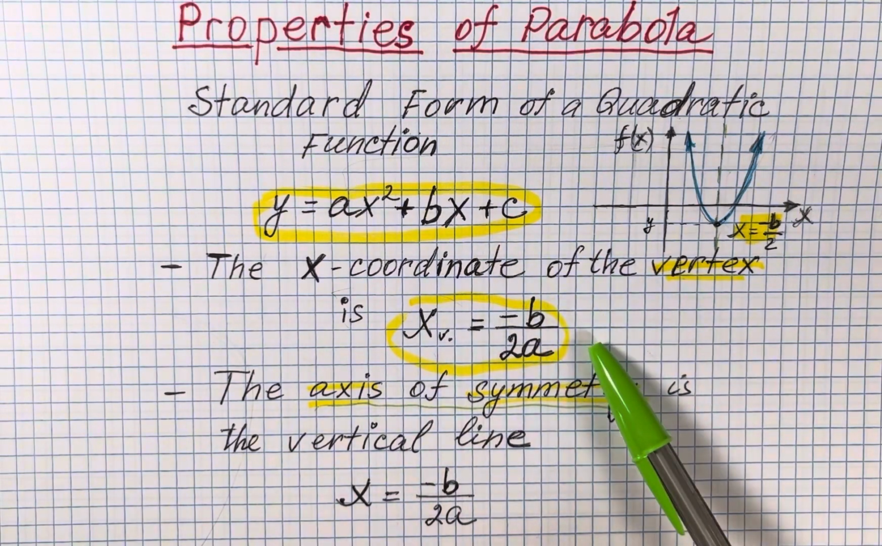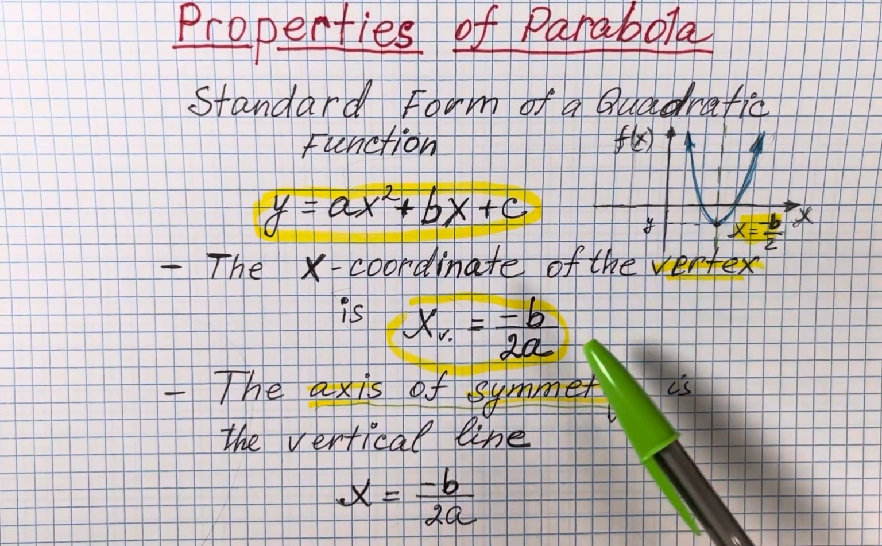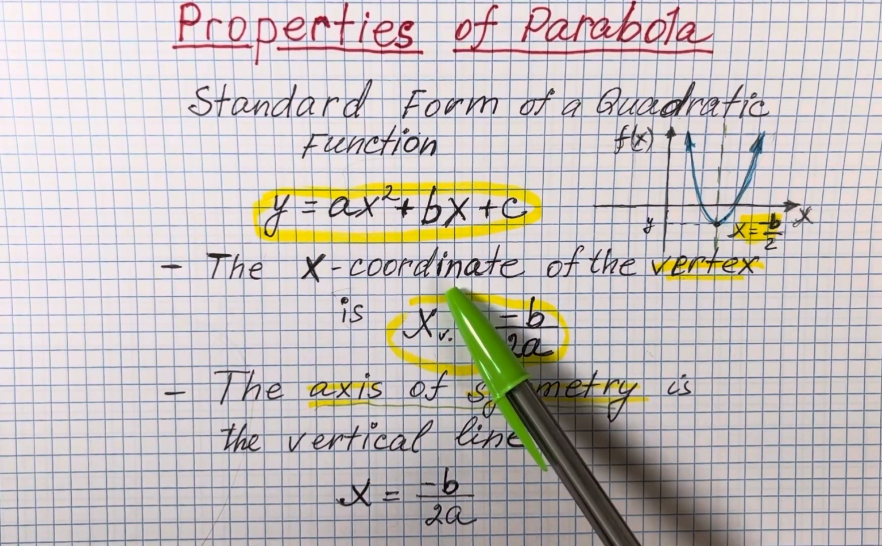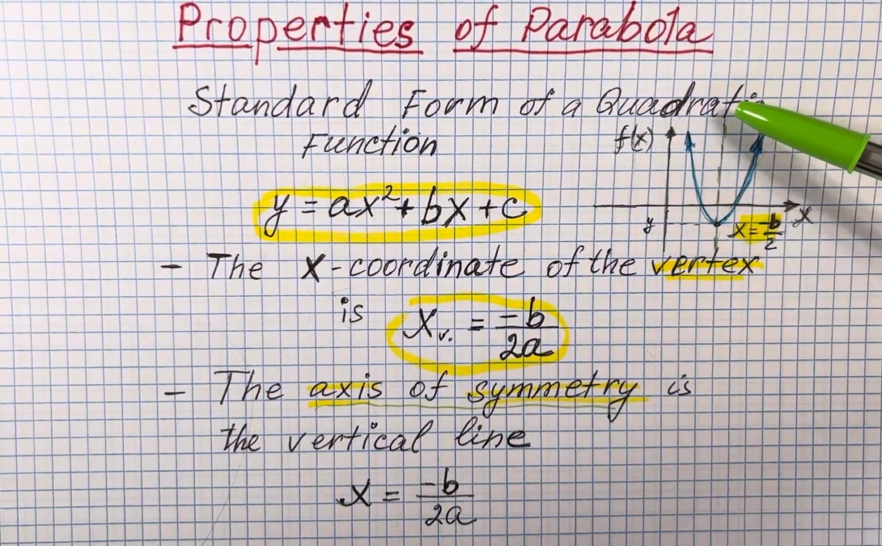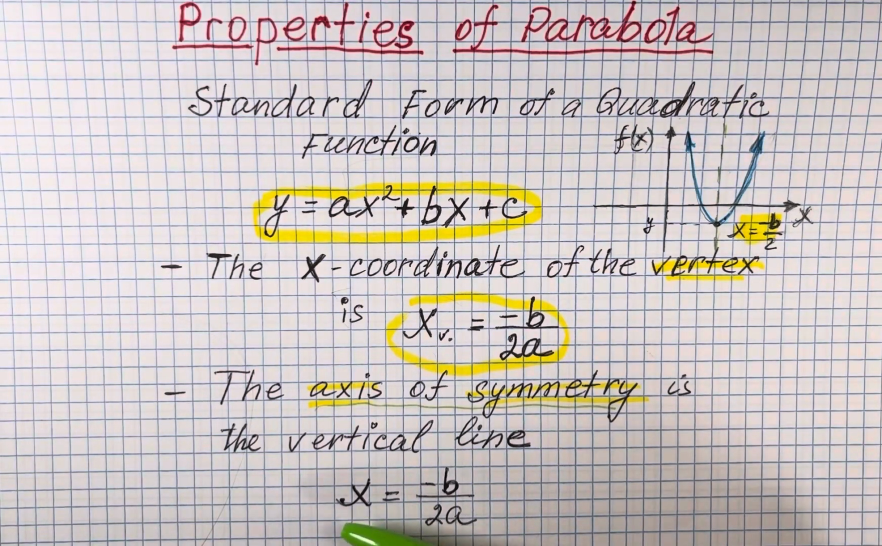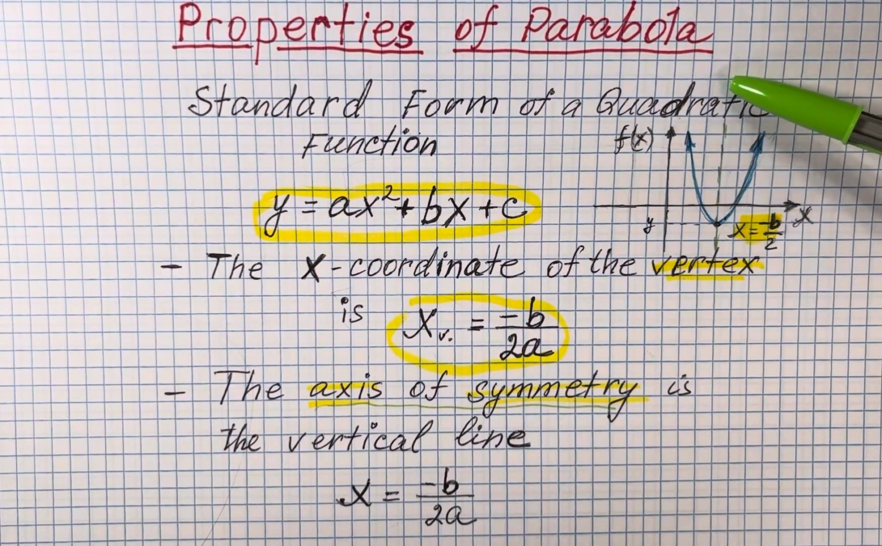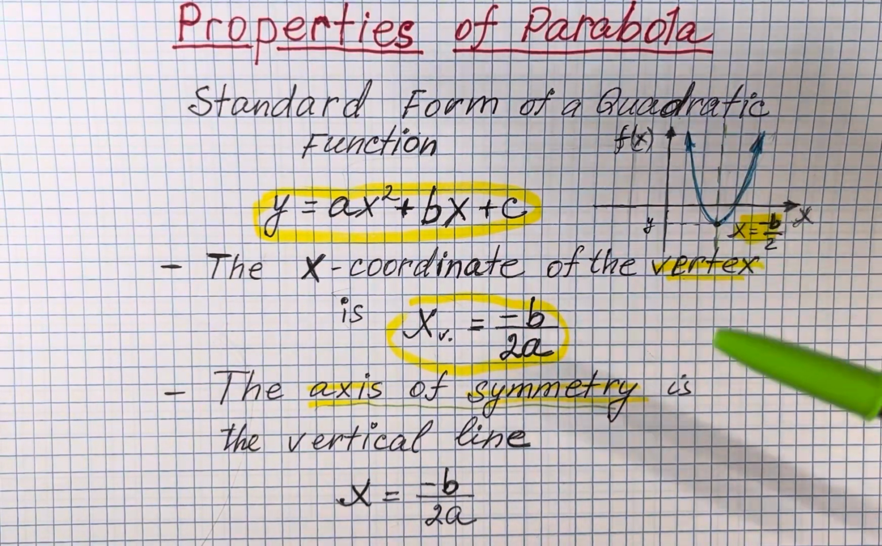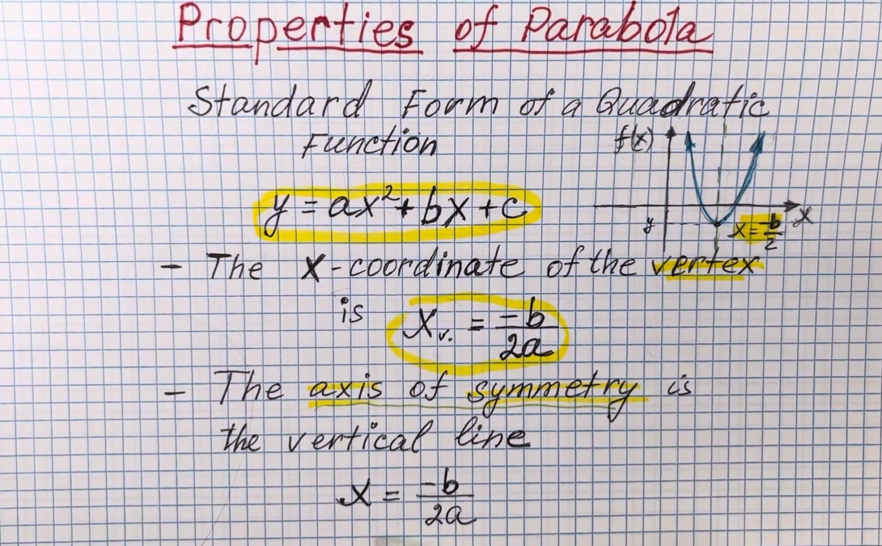We will practice with that. But what is important is that you need to remember the formula for the x coordinate. It is also the formula for the vertical line, the line of symmetry. The parabola is symmetrical over the line of symmetry, and this is the formula applying.